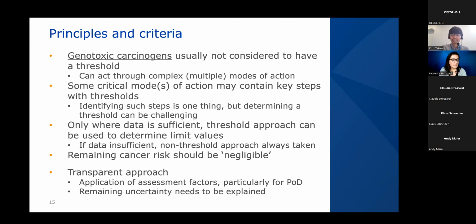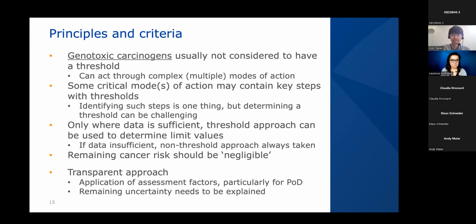identifying them is one thing. Determining the actual threshold can be quite challenging. So only when the data is sufficient, we attempt to follow the threshold approach to determine an OEL. However, in most cases, where data is insufficient, the non-threshold approach is taken. In this case, we recommend that the remaining cancer risk should be negligible.